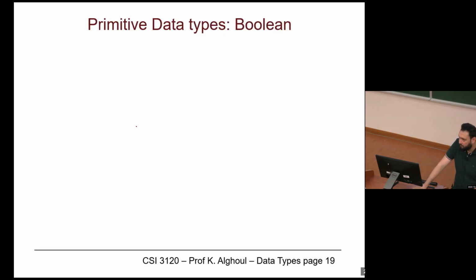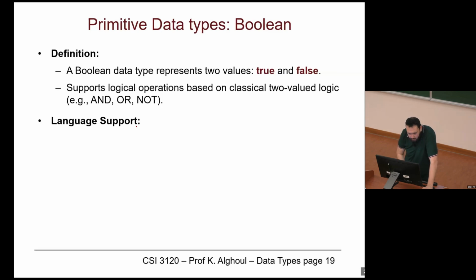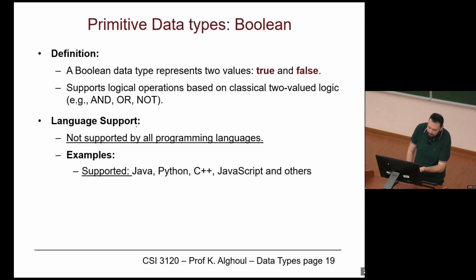Now, Boolean. Boolean is very simple. It was invented, I'm not sure what year, by someone whose first name I don't know, but his last name is Boole. He's the one who invented Boolean algebra that you all love here. Of course it's 0 or 1, which represent true or false. Not supported by all programming languages, shockingly. It's supported by Java, Python, C++, JavaScript, but even I didn't know that when I was researching this.